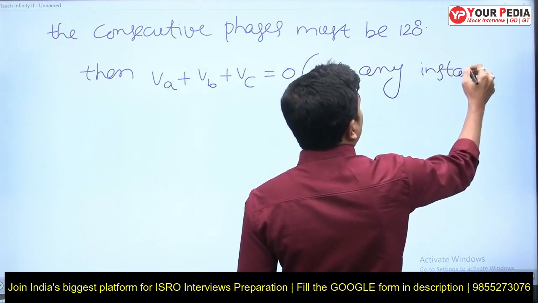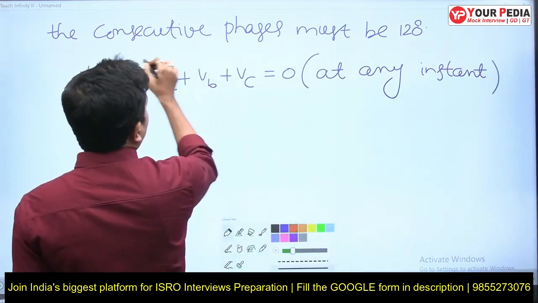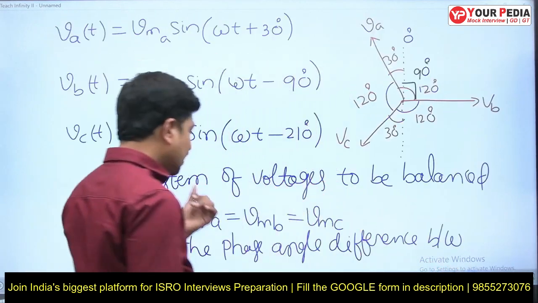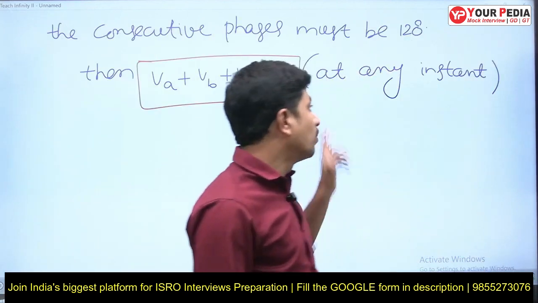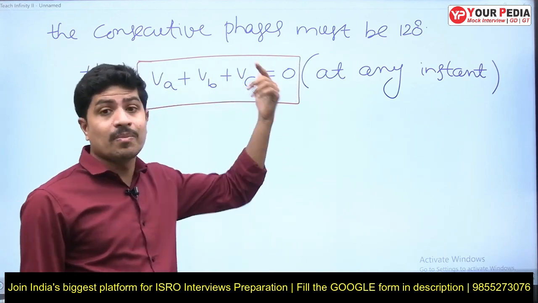See, many people will rely on this outcome. This is not the condition. This is the outcome we are going to get once these two conditions are satisfied. If both are satisfied, then this is the outcome. But the converse is not true. Means, sir, if this is satisfied, is it going to be balanced or not?